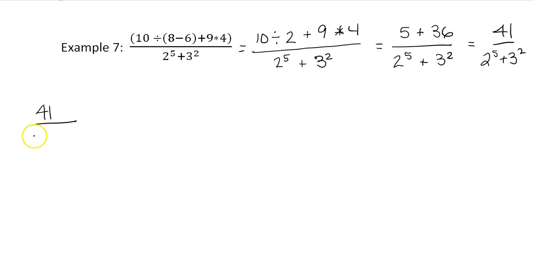And then I've got my 2 to the 5th, and that's going to be 2 times 2 times 2 times 2 times 2. So that's actually 32. And that maybe isn't intuitively obvious when you look at this, but if you were to go 2 times 2 is 4, and another 2 times 2 is 4, that gives you 16, and then you have one more 2 to deal with. That would get you your 32. And then 3 squared is going to get me a 9. So I have a 41 over a 41. So my answer is 1.